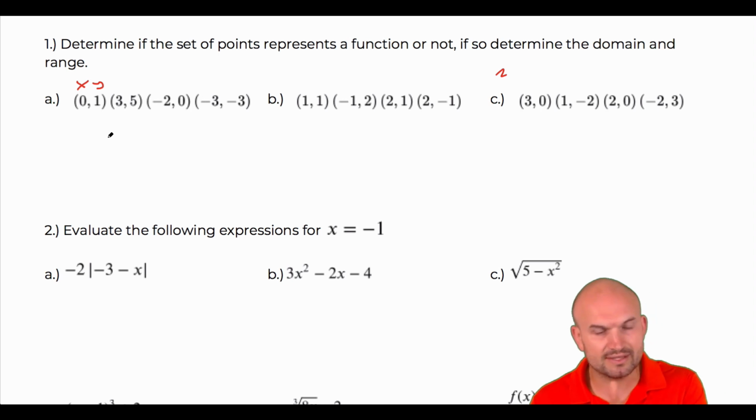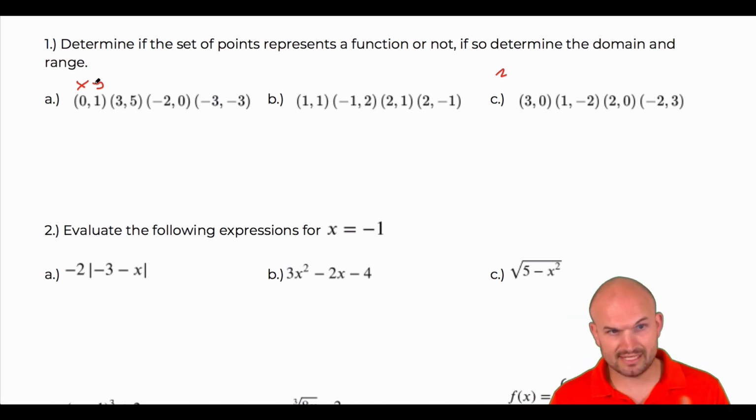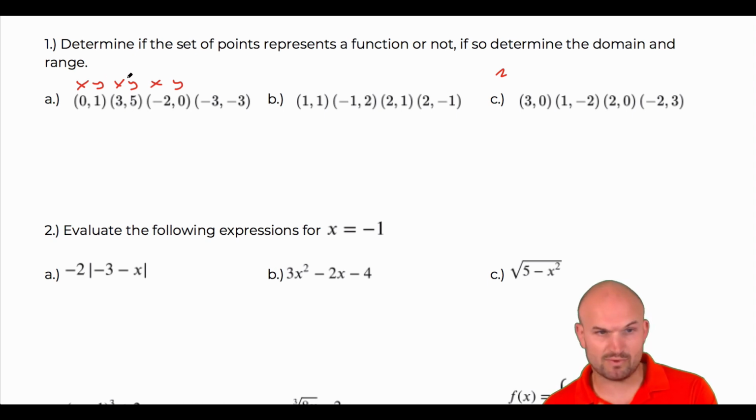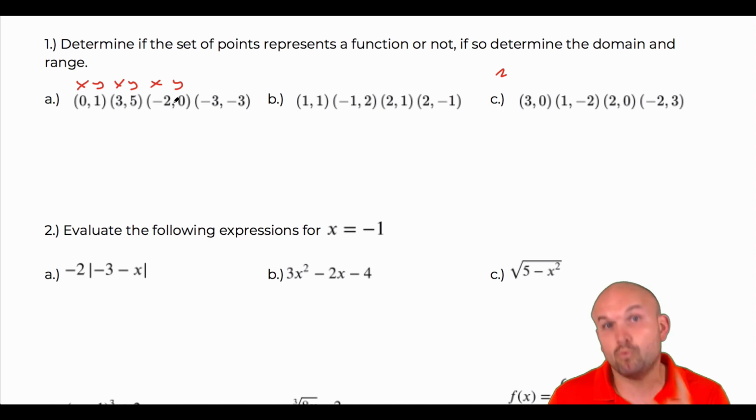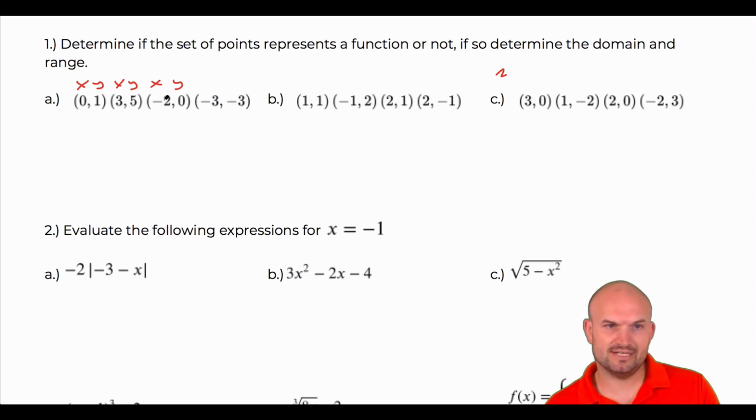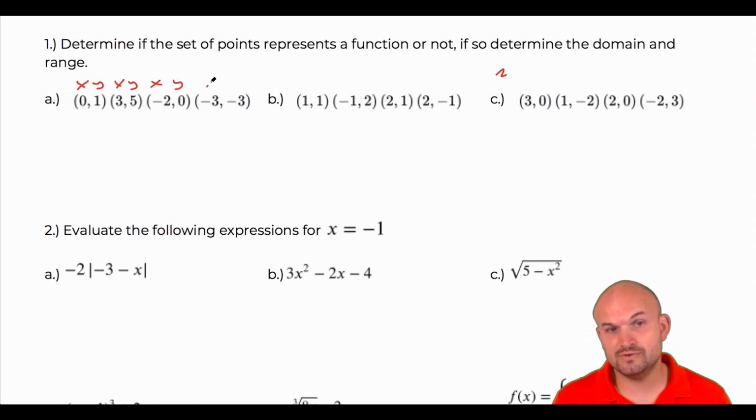We could list the set of all the x coordinates, like this is an xy, that's an xy, and that's an xy. When you write them as coordinate points, they're mapping to each other. They are connected. This x is with this y. This x is with that y. So every x can only uniquely go to one y. If you look at this, x = 0 goes with 1, 3 goes with 5, -2 goes with 0, and -3 goes with -3. It looks like every x uniquely maps to a y. Therefore, this is a function. So we can say, yes, it is a function.